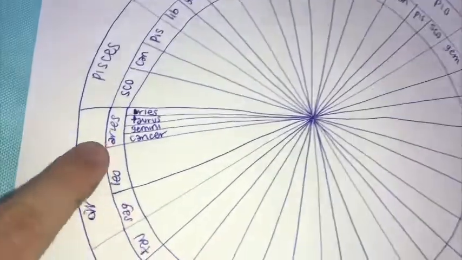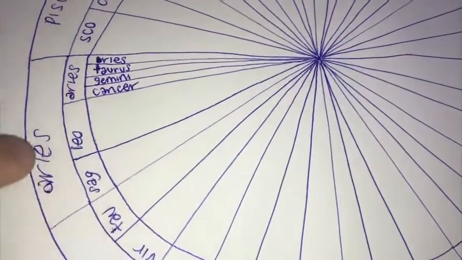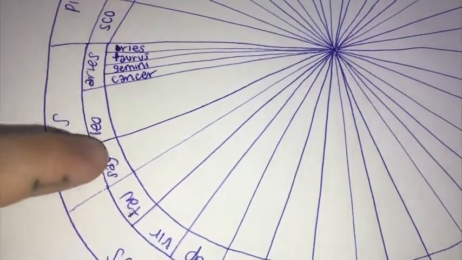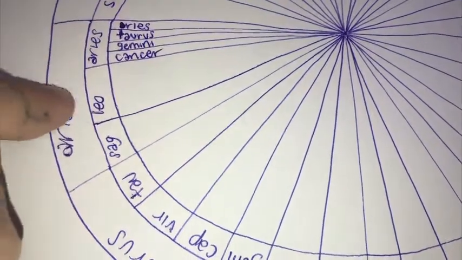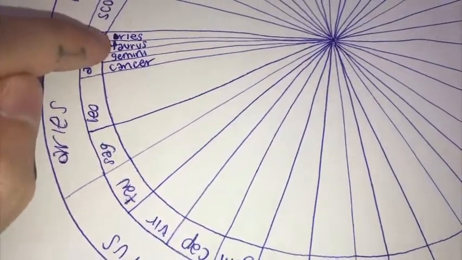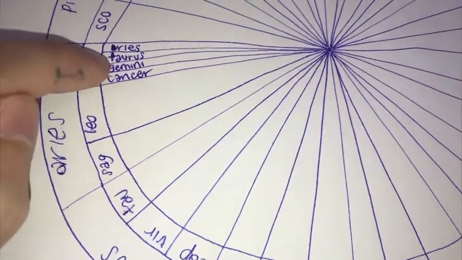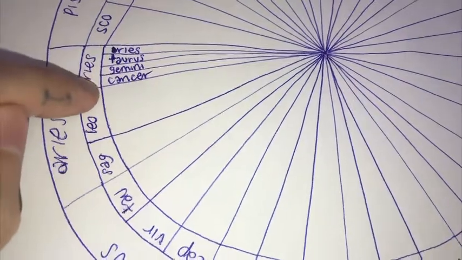Right here in this little Aries section, we've got the Decan of Aries, Decan of Leo, Decan of Sag. Within this Decan of Aries, we have the Dwad of Aries, the Dwad of Taurus, the Dwad of Gemini, and the Dwad of Cancer.